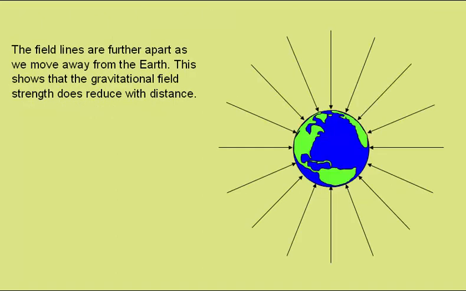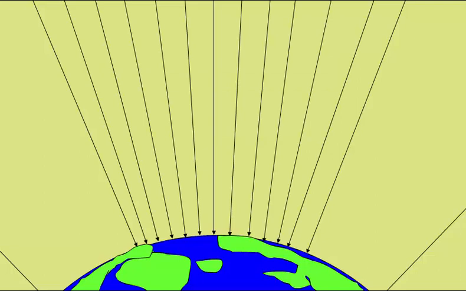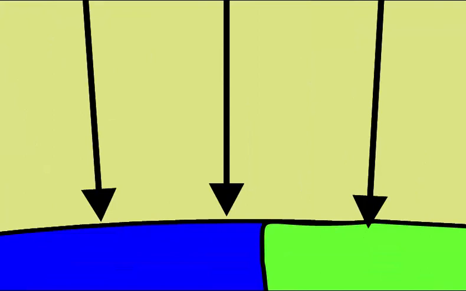Here we have a diagram of the Earth with arrows showing the gravitational field. The field lines are further apart as we move away from the Earth. This shows that the gravitational field strength does reduce with distance. If I enlarge the picture like this, the spreading is a little less obvious. Adding more arrows, then expanding the picture again and again, these field lines now are very close to being parallel, showing that for a reasonable distance above the Earth's surface there is little change in the gravitational field strength.